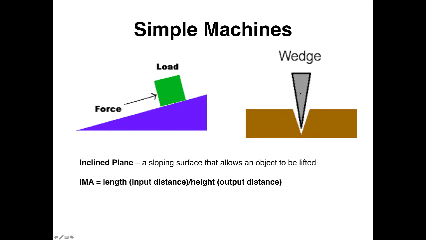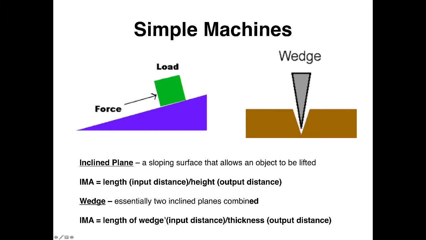A wedge, which is another simple machine, is just two inclined planes glued together, if you will. And the advantage here, again, is going to be the length of the wedge over the width of the wedge at its wide end. So the length of the wedge versus the thickness at the wide end is the IMA for a wedge.